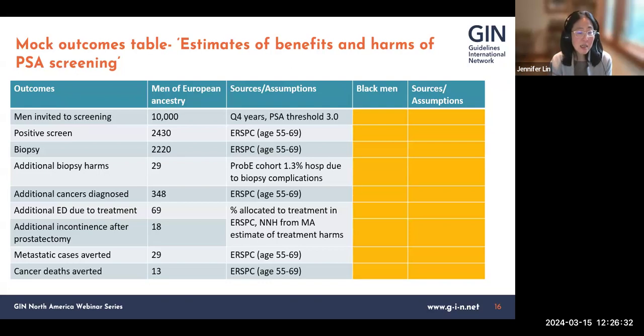And the idea is that you can estimate, again, through informal modeling, in equity deserving populations, and in this case, in Black men. And it's really important when putting together these estimates, because they are in fact estimates, to be very clear about the underlying sources and assumptions being used for these projected estimates of absolute benefits and harms.